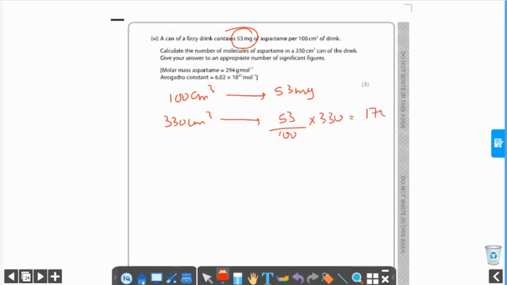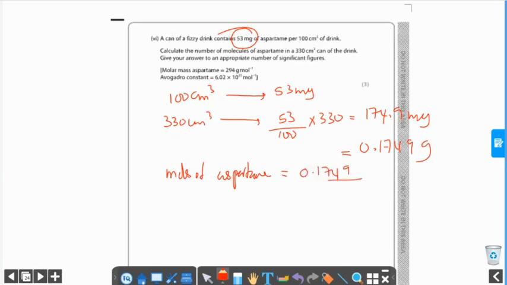53 over 100 into 330. So 174.9 milligrams, which is, of course, we can't do the calculation of moles with milligrams. You have to convert that into grams, right? Divided by 1000, so you get 0.1749 grams. And then you find the moles. That is the mass. The molar mass is given, so it's easy. 9.49 times 10 to the power minus 4 moles, right?